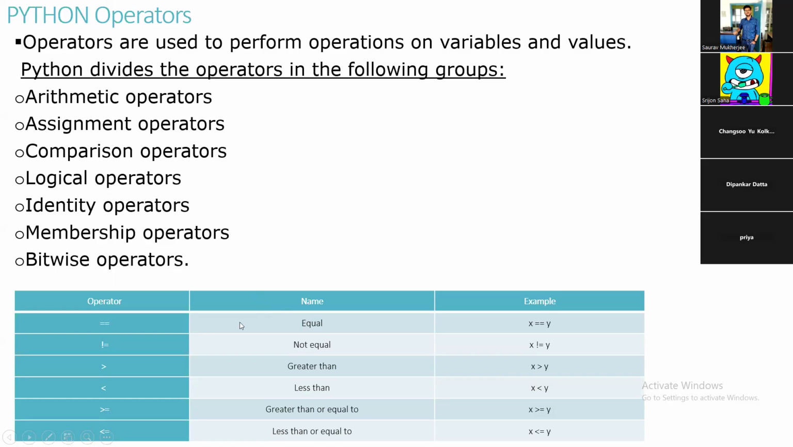The signs are very important. When you apply double equal to, that means it is equal. When you apply the exclamation sign with equal to, that means not equal to. Say we want to show in Python x equal to y, we have to write like this. To show x not equal to y, we have to write this way. x greater than y, same as mathematics. x less than y, greater than or equal to, same as this.